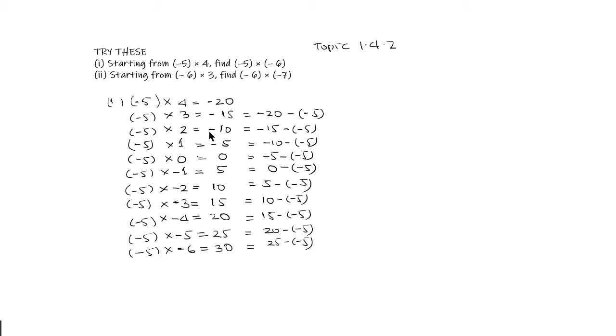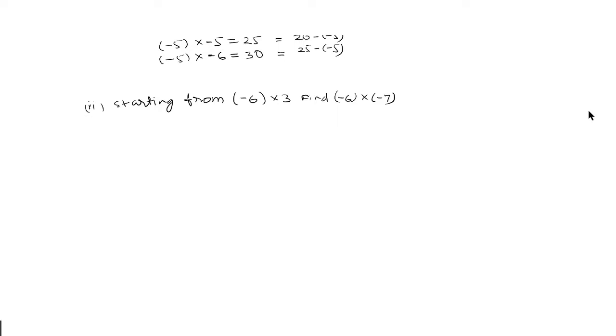We have to solve then part 2 of it, starting from minus 6 multiplied by 3, find minus 6 multiplied by minus 7. So we proceed like this. Minus 6 multiplied by 3 equal to minus 18.